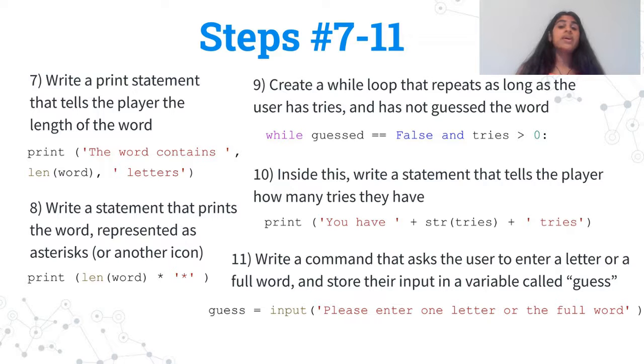Now we're going to write a command that asks the user to enter a letter or the full word and store their input in a variable called guess. So we're going to say guess equals input, and then in parentheses we're going to write please enter one letter or the full word. So here's where the user enters letters to play the hangman game.